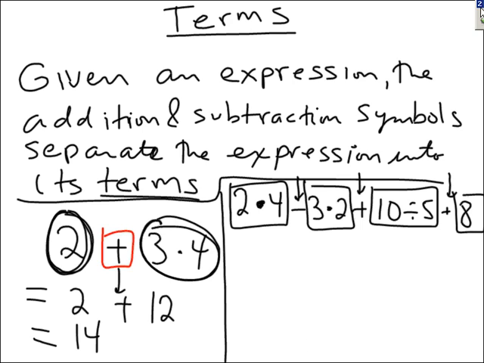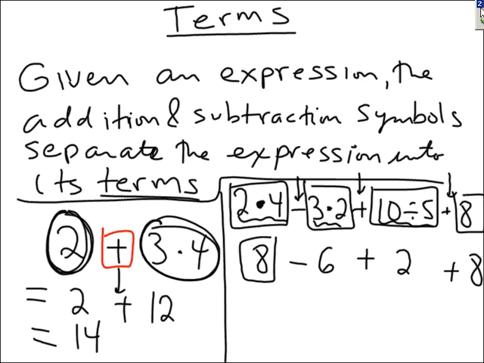So again, I'm reading left to right, it's not 2 times 4 and then take away 3 and then multiply by 2 and then add 10. You have to identify the values of each term, and that's what you add and subtract. 2 times 4 is 8. 3 times 2 is 6. 10 divided by 5 is 2, plus 8. Now we're left with just an addition and subtraction problem of numbers. Nothing complicated.